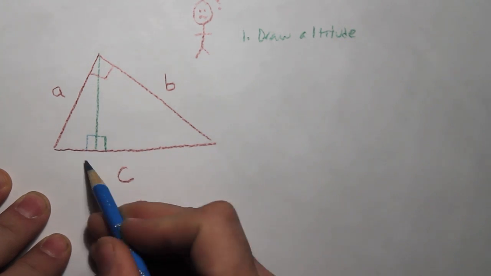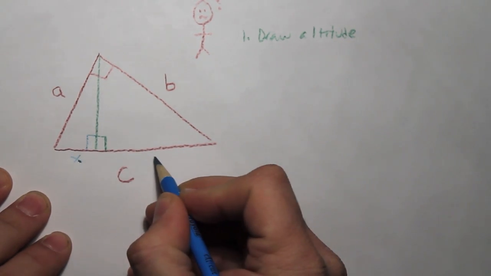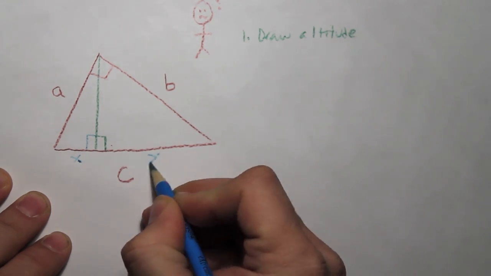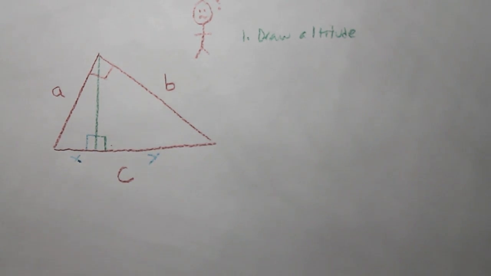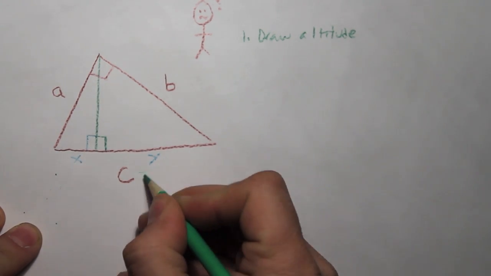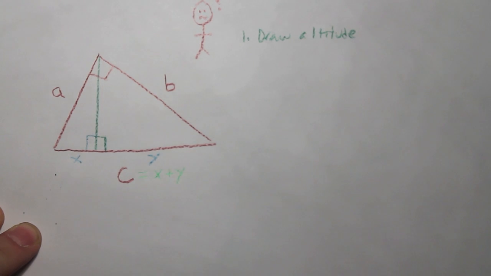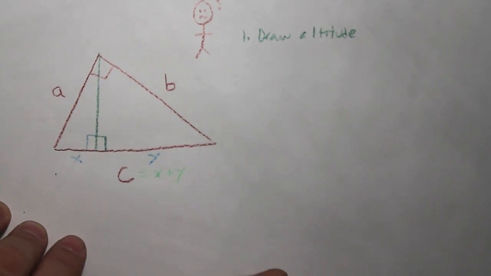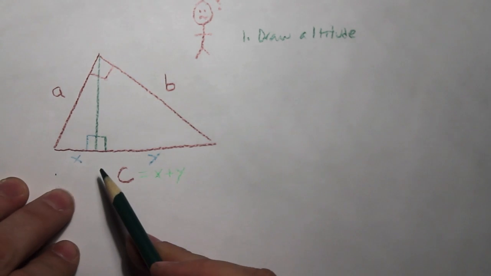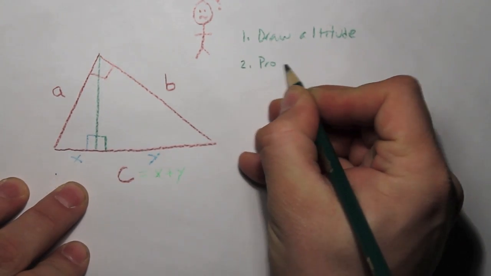Our hypotenuse has now been broken into two segments. Let us call the smaller of the segments X and the larger of the segments Y. And we can state very clearly on our paper that C must equal the sum of X plus Y. Bearing all this in mind, let us now see how we can relate the sides of our triangles. Let us begin by creating proportions.